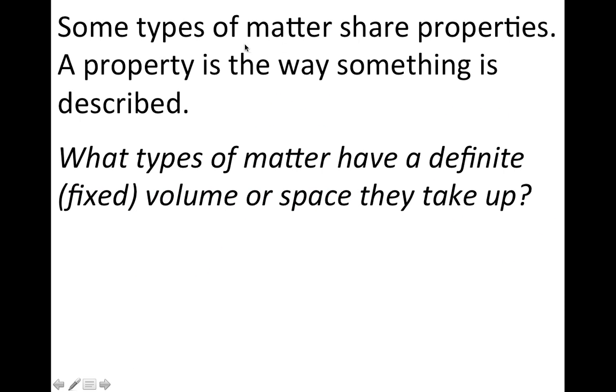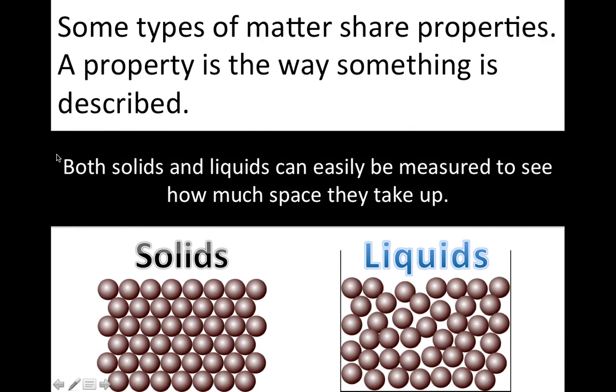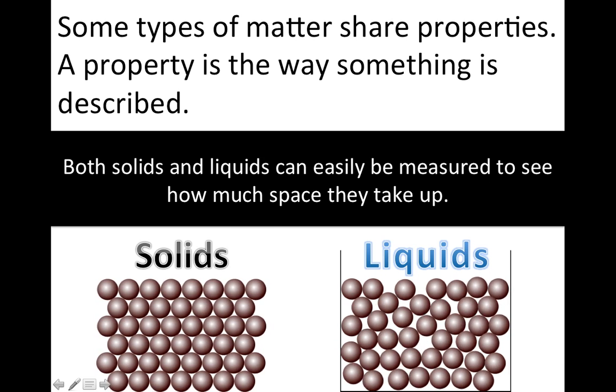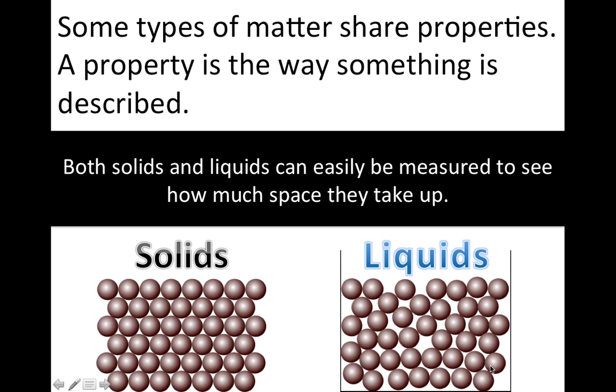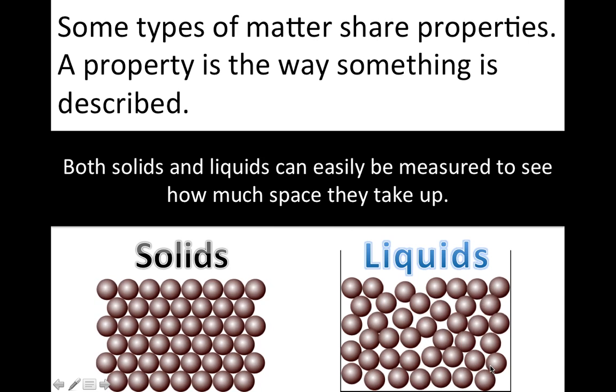Some types of matter share properties. A property is the way something is described. What types of matter have a definite, that means fixed, volume, or space they take up? Both solids and liquids can easily be measured to see how much space they take up. If you look here, the molecules in a solid object are all stuck together, and liquids, though they're moving, can be contained, and we can measure how much space they take up.